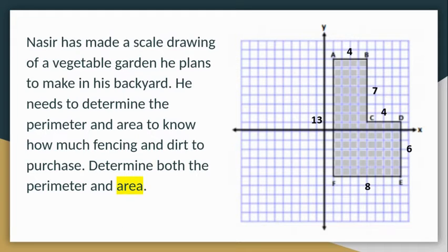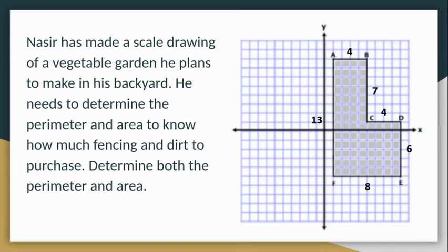Now let's work on finding the area. There are two strategies we can use to find the area of a figure on a coordinate plane. The first strategy is to take our figure and break it into shapes that we have area formulas of. So far, we found the area of rectangles, triangles, trapezoids, and parallelograms.